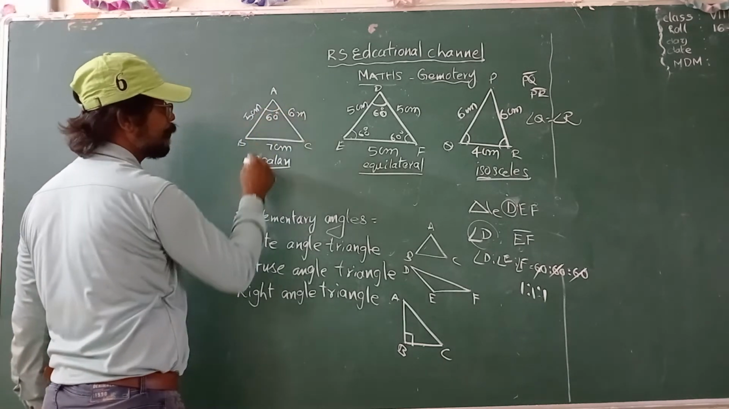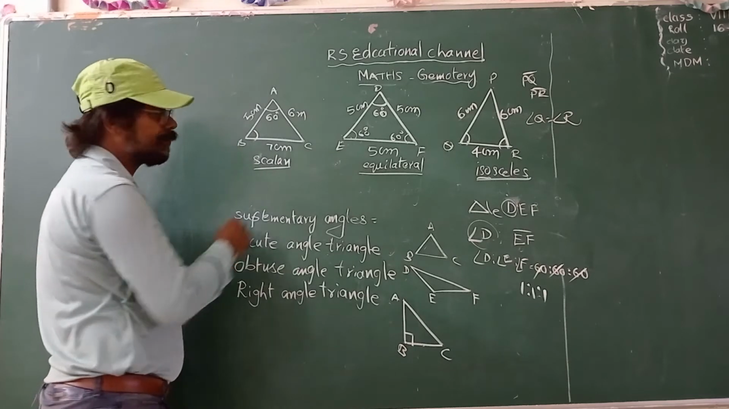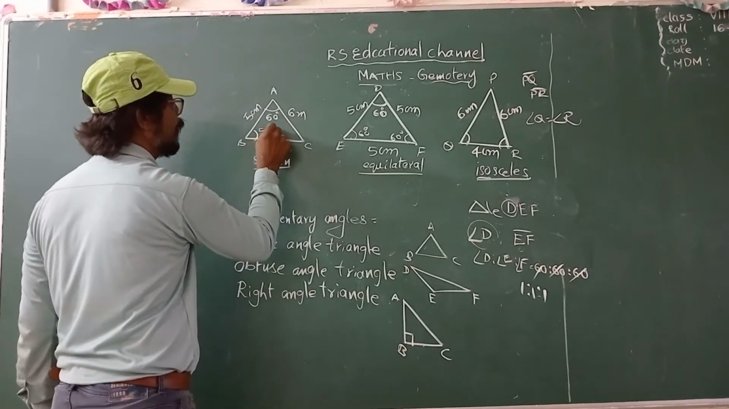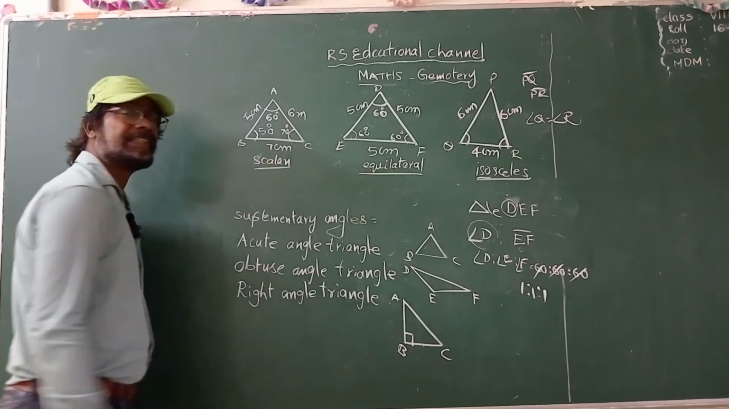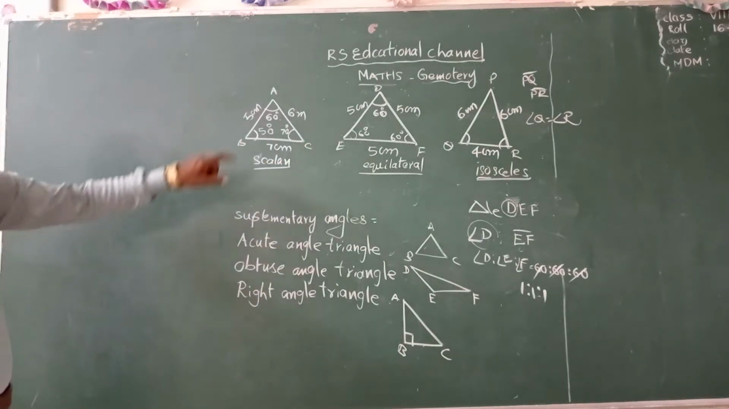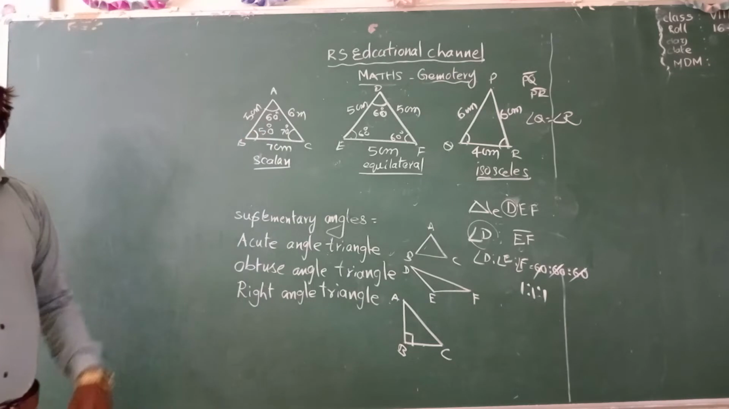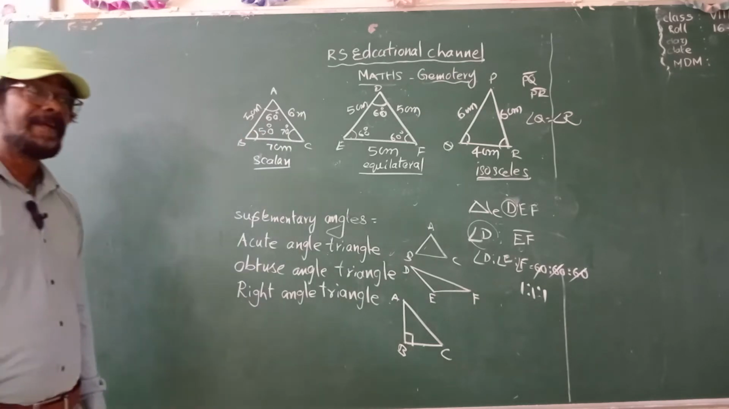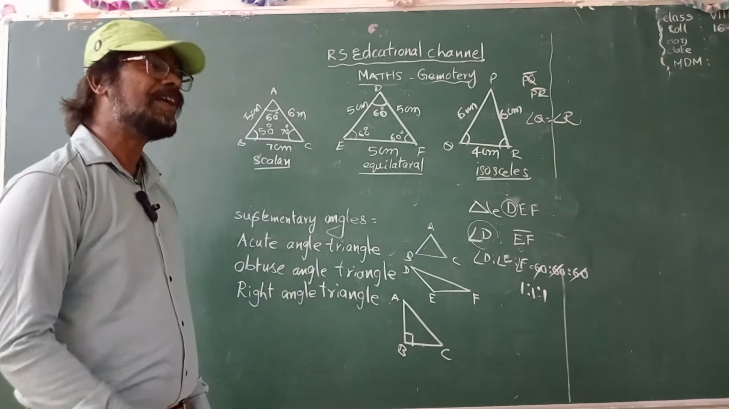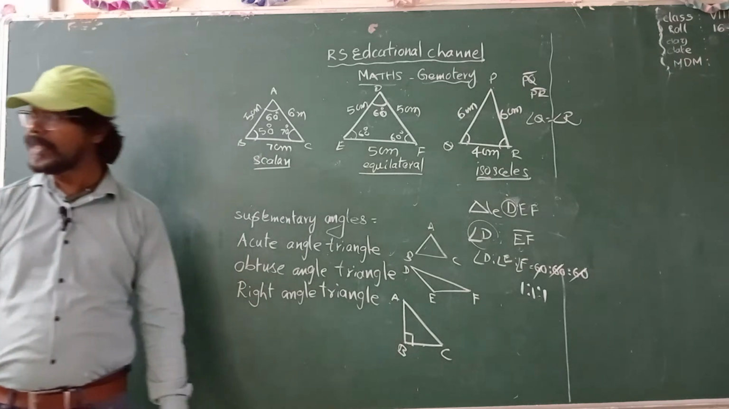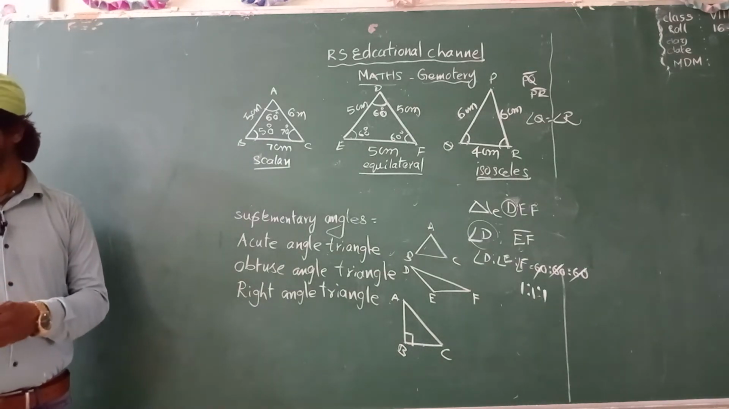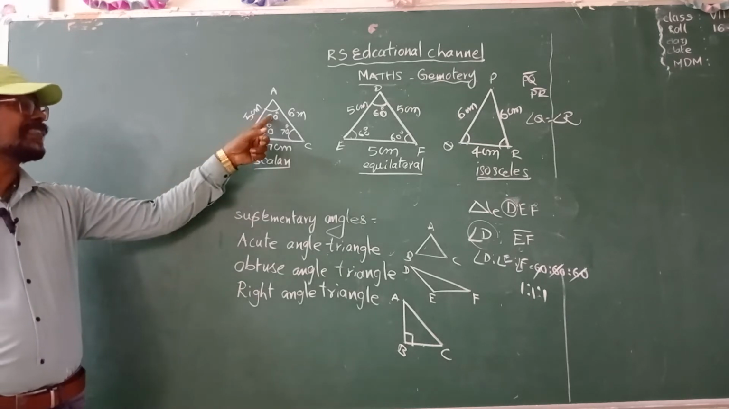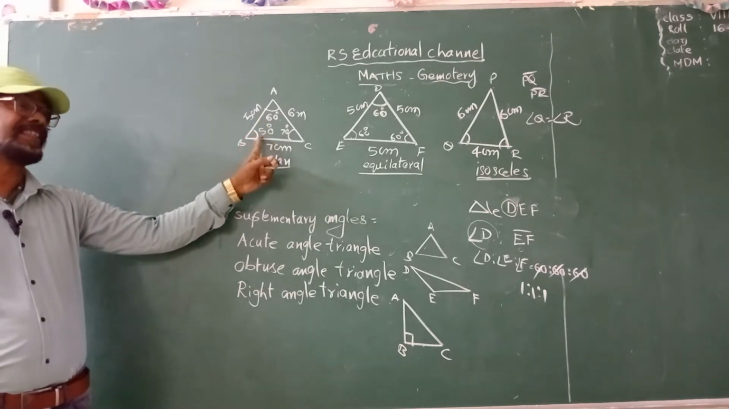Now, in this, this is 60, this is 50, this is 70, and this is 70. Right? So the angles are different, so that's why the sides are also different, not equal. If the angles are equal, the sides are equal. Yes, sir. So this is 60, this is 70, this is 50.